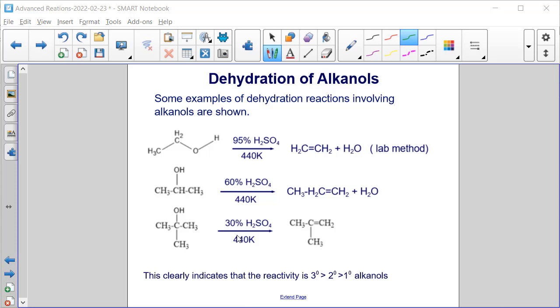Here, 60% H2SO4, and here, 30%. So this clearly indicates that reactivity of these tertiary alkanols is greater than secondary, is greater than primary, because we don't need as strong of an acid in order to drive this reaction forward.